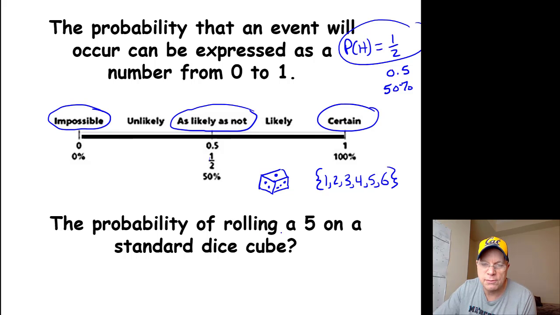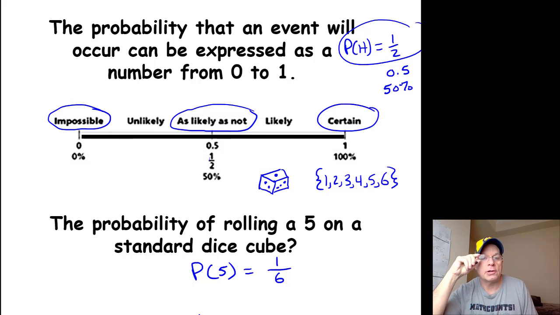So what's the probability of rolling a 5 on a standard dice cube? What's the probability of rolling a 5? There's only one 5, so 1 favorable outcome. And there are 6 ways the dice can land, so 6 possible outcomes. So the probability of rolling a 5 is 1/6.